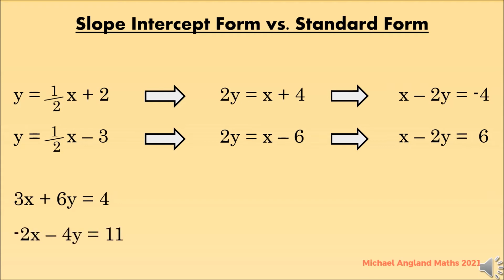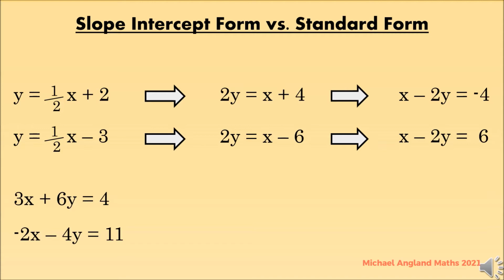So the upper equation is 3x plus 6y equals 4. The lower equation is minus 2x minus 4y equals 11. Now it's not immediately apparent whether these are parallel or not, but using the rule that was stated above and applying it here, what do we get?